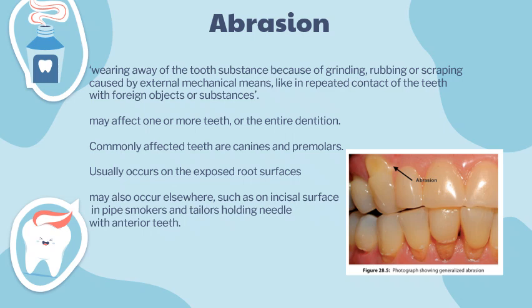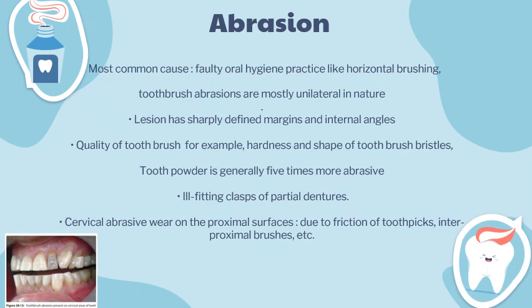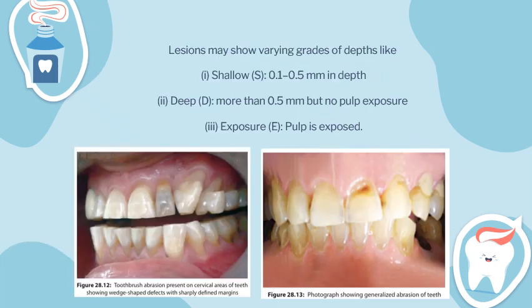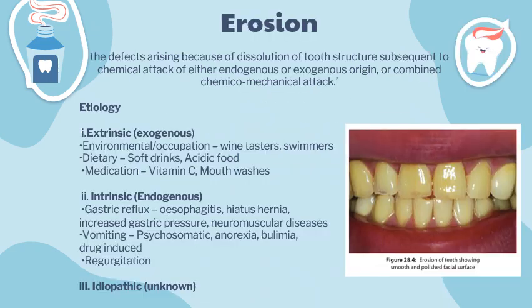Coming to abrasion in detail, it is nothing but a wearing away of the tooth substance because of grinding, rubbing, or scraping caused by external mechanical means like repeated contact of the teeth with foreign objects or substances. Commonly, it affects the canines and the premolars. The most common causes can be faulty oral hygiene practices, the quality of the toothbrush that is used, and the use of tooth powder or ill-fitting clasps of the dentures. And the lesions may show varying grades of depth: shallow, deep, or pulpal exposure.